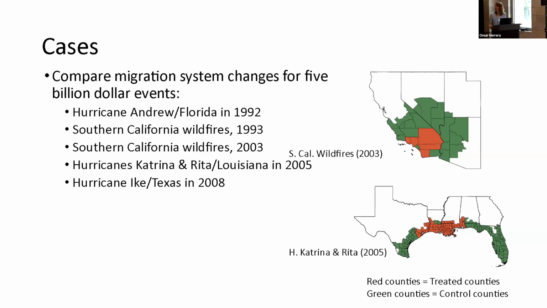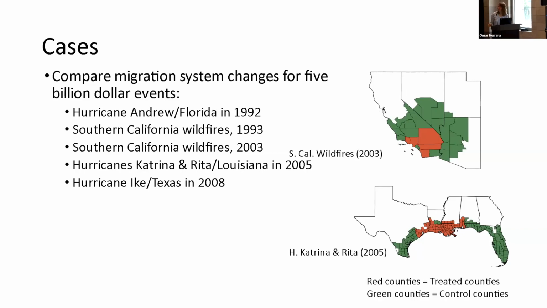We chose Hurricanes Katrina and Rita, which mainly affected Louisiana in 2005, and Hurricane Ike, which hit Texas in 2008. So we're really looking at 2 geographic areas, Southern California and then the Gulf Coast. I didn't want to show all of the case treatment and controls, but this gives you an idea of the regions that we're looking at.